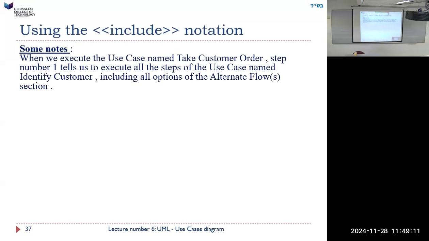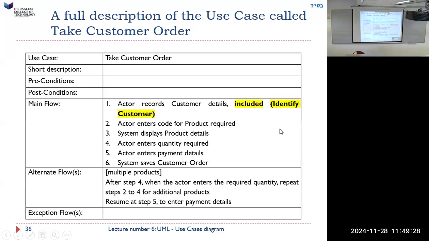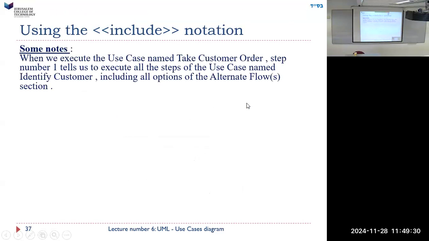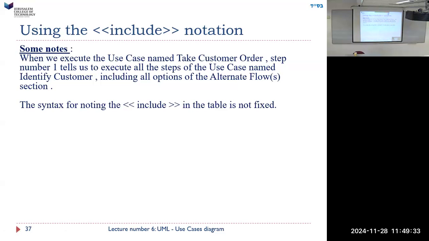Some notes. When we execute the use case named take customer order, step number 1 tells us to execute all the steps of the use case named identify customer. Right, that's what I just said. A little bit redundant. Including all the steps of the alternate flow.